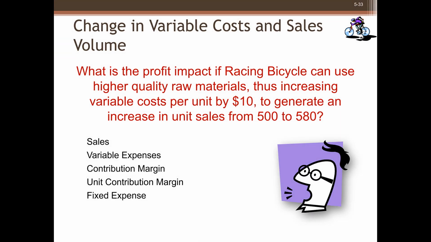Second case, change in variable costs and sales volume. What's the profit impact if Racing Bicycle can use higher quality raw materials, that's increasing variable costs per unit by $10, to generate an increase in unit sales from 500 to 580? Here, total sales change, variable expenses change, contribution margin and unit contribution margin change as well, but not fixed expenses. Let's take a look at the calculation.